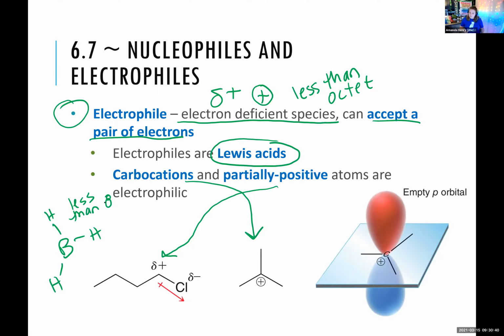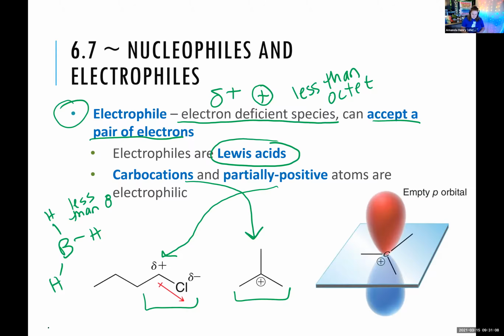We are, of course, focused on the carbon side of things, and those carbocations and those partially positive carbons are where we will see most of our electrophiles. We can get a partially positive carbon anytime it's bonded to a heteroatom. So a carbon that's bonded to a nitrogen, oxygen, or any of our halogens is going to be partially positive. And so that's where we will see that.